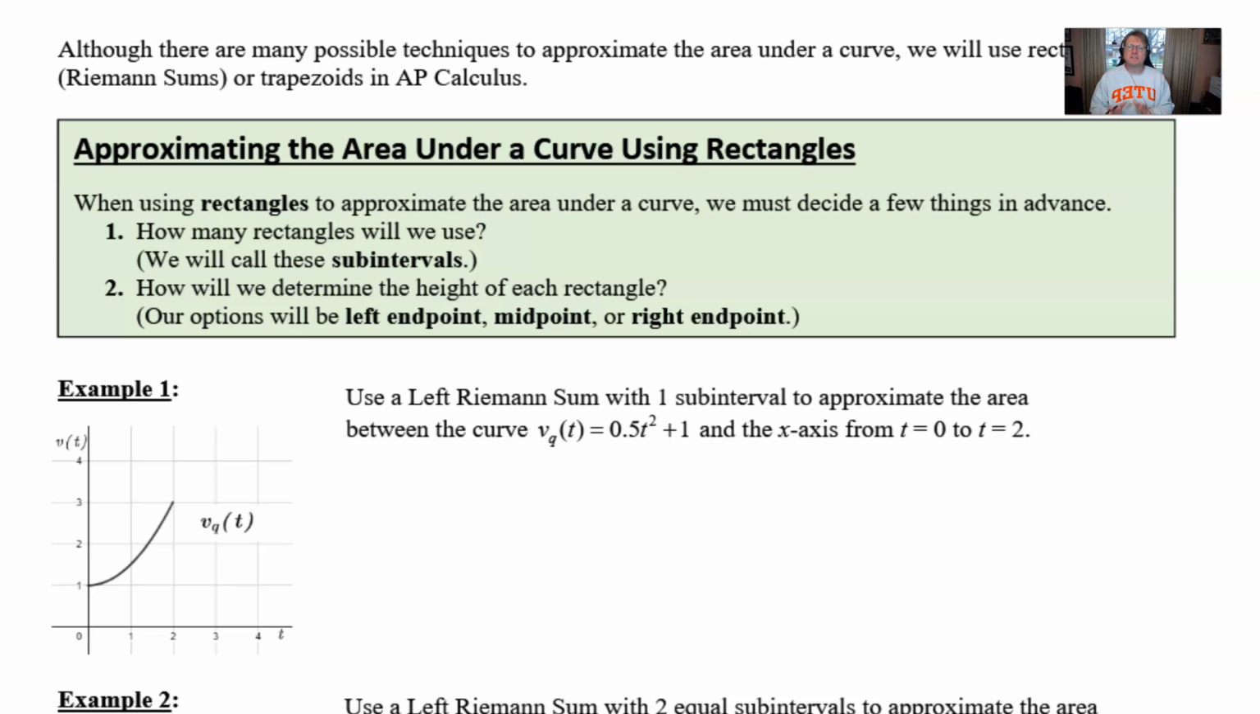Let's focus a little bit more now on the process rather than what the end product really means here. So one subinterval. So I'm going to underline some important things. We have one subinterval, which means one rectangle, and we are going to use a left Riemann sum. So those are the two important components to this question. We know that our interval starts at 0 and ends at 2.